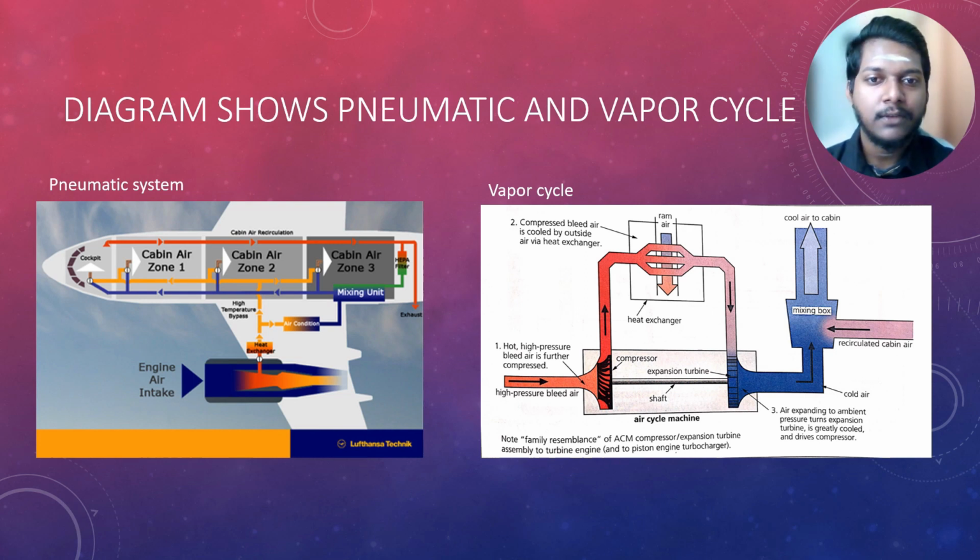For the vapor cycle, first, hot high pressure bleed air is further compressed. Second, the compressed bleed air is cooled by outside air via a heat exchanger. Third, the air expands to ambient pressure, and the expansion turbine is greatly cooled and drives the compressor.